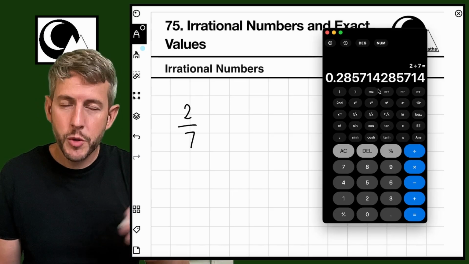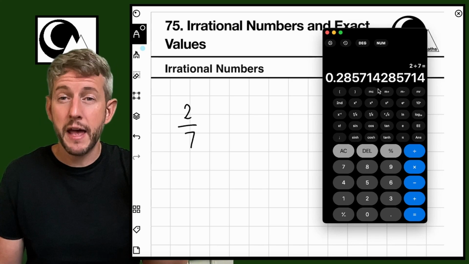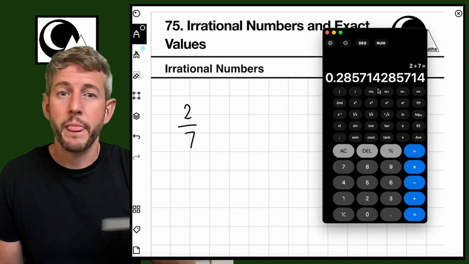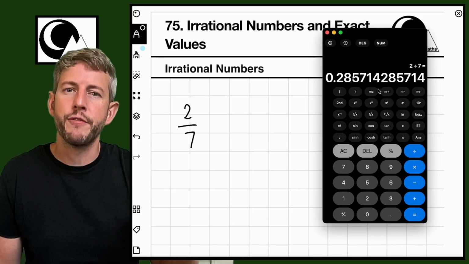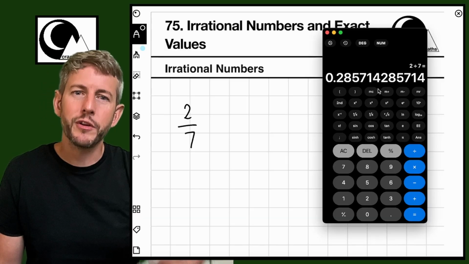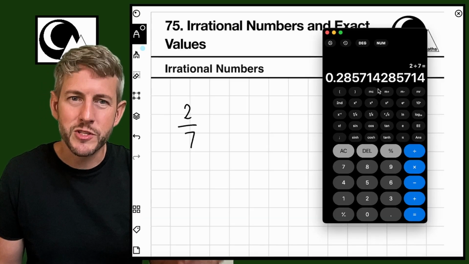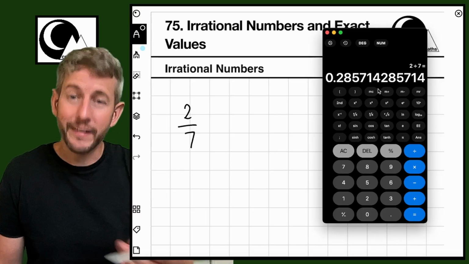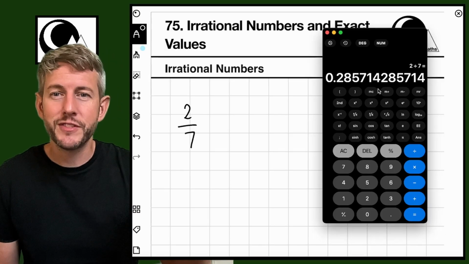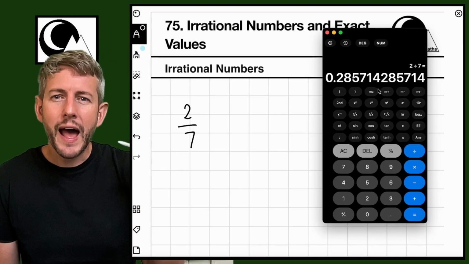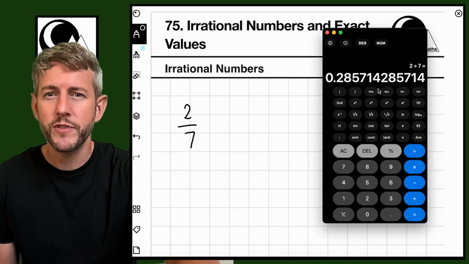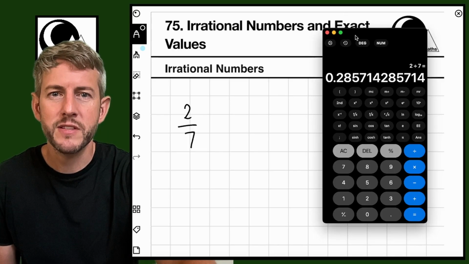So 2 over 7 is rational because after every 2 comes an 8. After every 8 comes a 5. After every 5 comes a 7. After every 1 comes a 4. After every 4 comes a 2. Then after every 2 comes an 8. And so the pattern just continues. You might have seen a situation a bit like this when we've done division using the bus stop method.